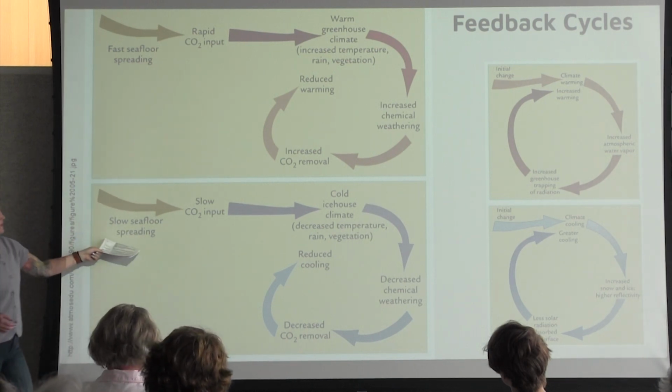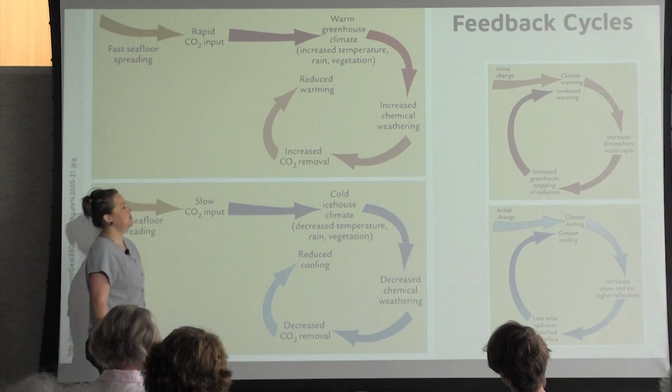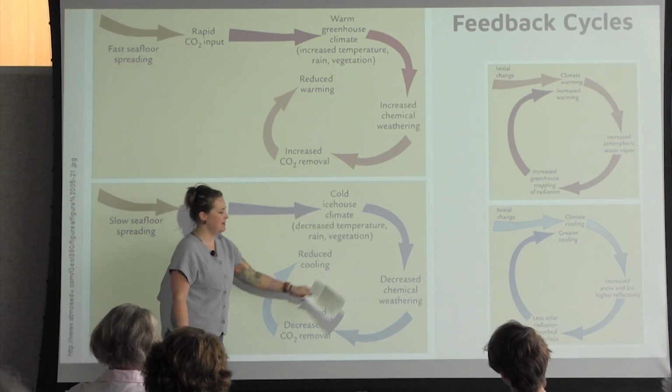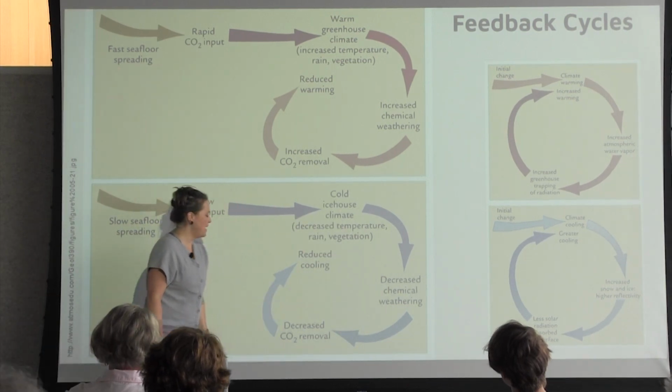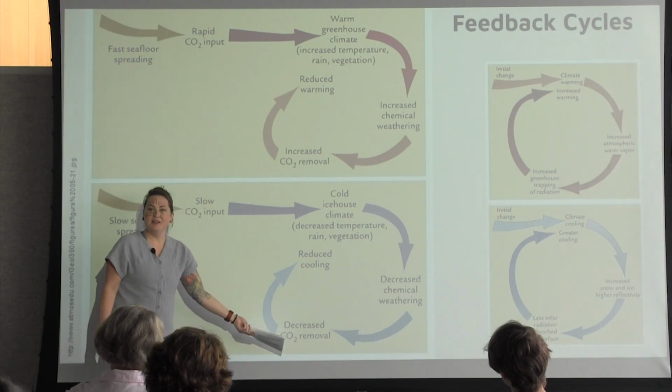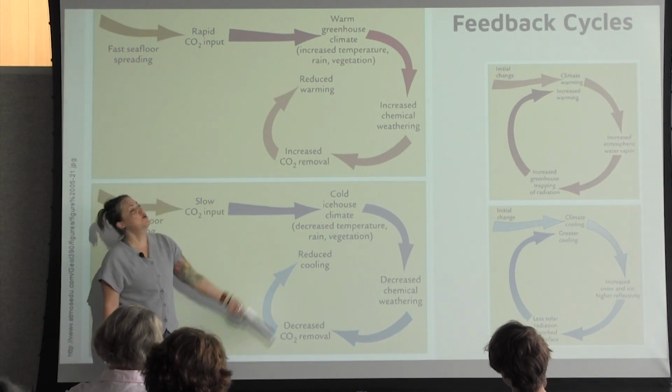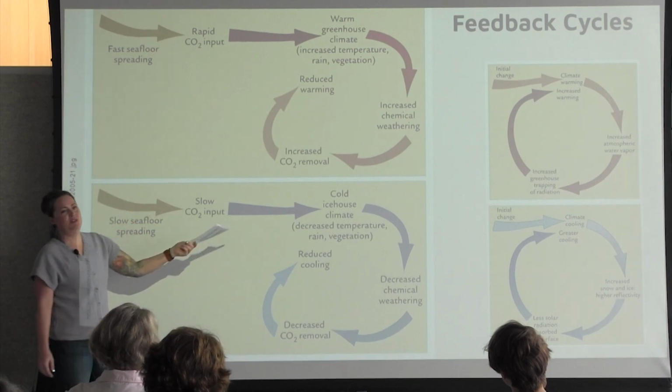So we have slow seafloor spreading, we have slow CO2 output, we get into an ice house climate. This decreases chemical weathering, and that decreases that CO2 removal, and so CO2 goes back up, and that reduces the cooling.